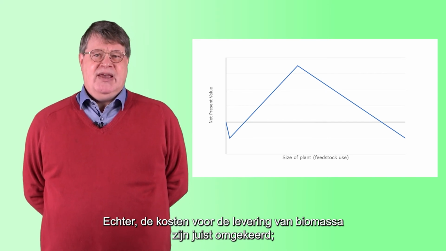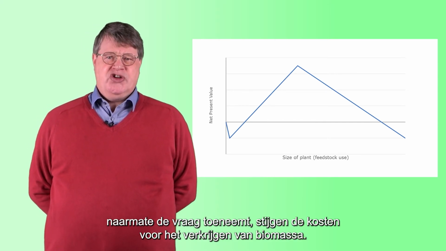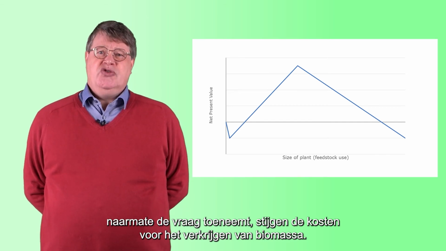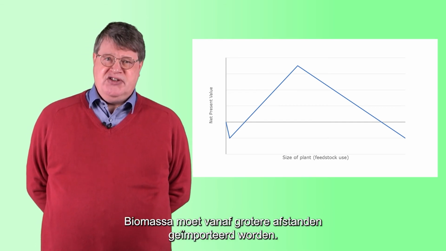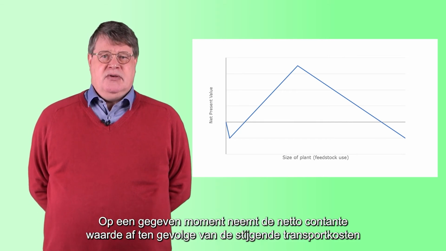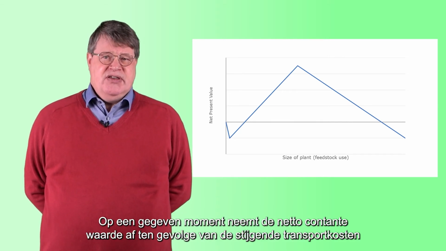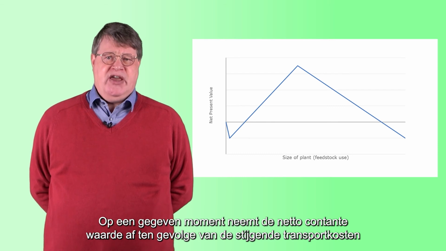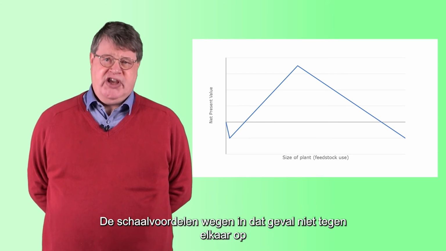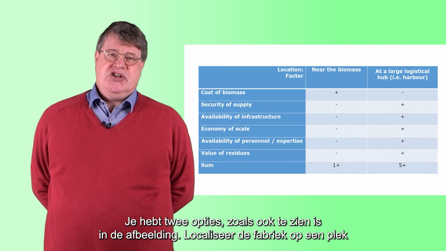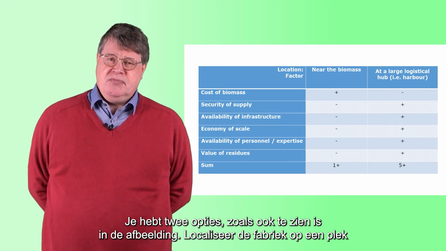However, as the demand increases, the cost of biomass supply increases per ton supplied. You need to source from larger distance or buy more expensive biomass. At a certain size, the net present value decreases as the cost of biomass supply increases. The economies of scale do not match. So you have two options, as this table illustrates.